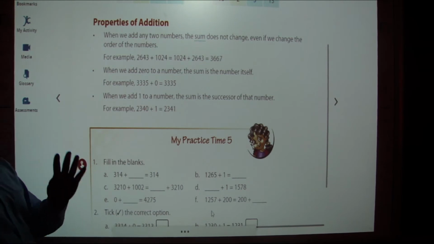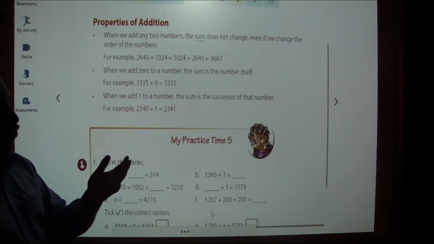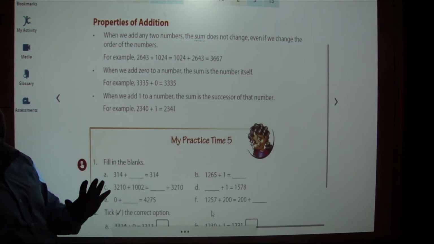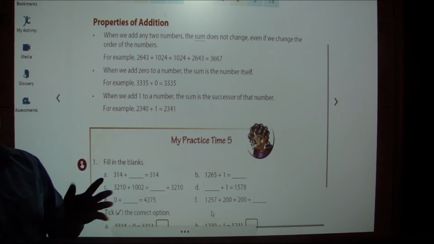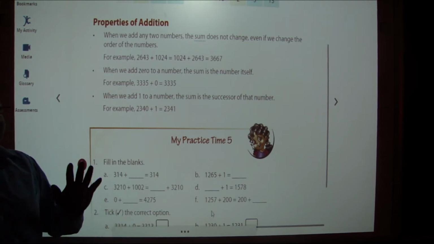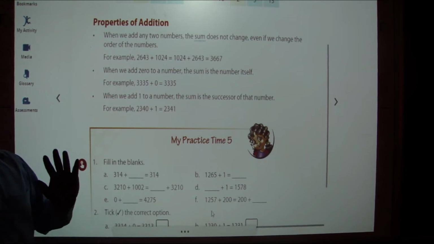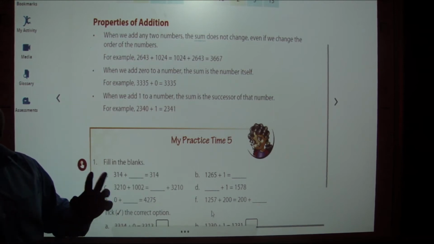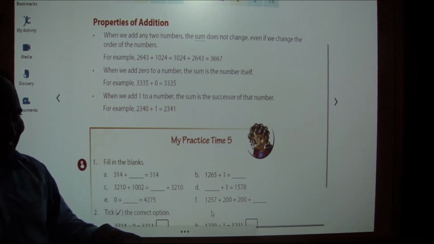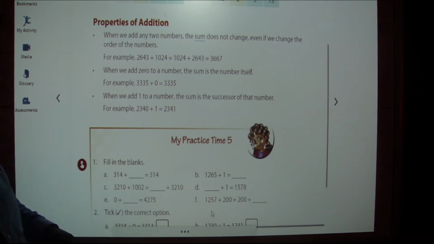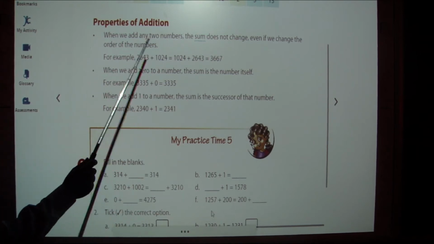That means 4 plus 5 is equal to 9, and 5 plus 4 is also 9. Here only the order of the numbers 4 and 5 changes. The answer 9 is the same. That is called the order of numbers.